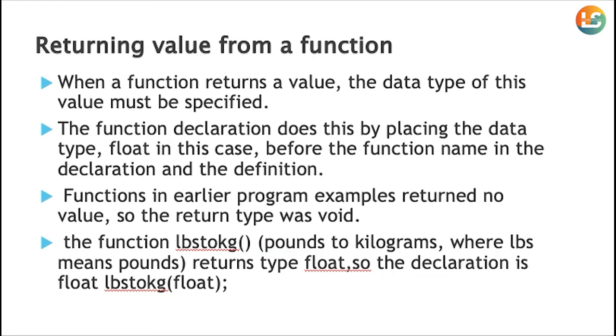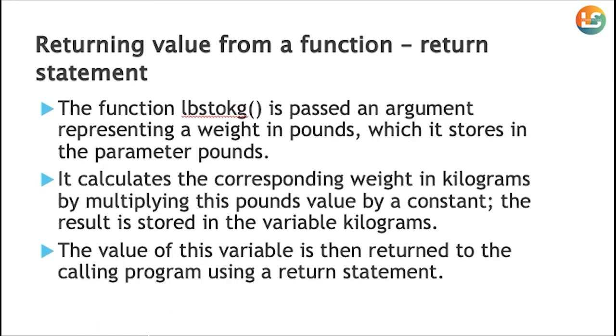The function lbs_to_kg is passed an argument representing weight in pounds, which it stores in the parameter pounds. It calculates the corresponding weight in kilograms by multiplying this pounds value by a constant. The result is stored in the variable kilograms. The value of this variable is then returned to the calling program using a return statement.